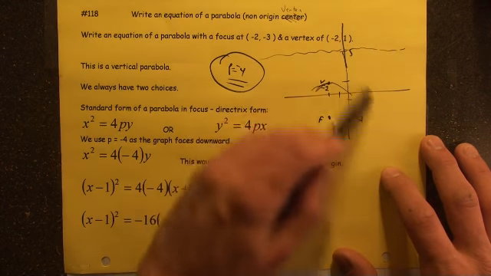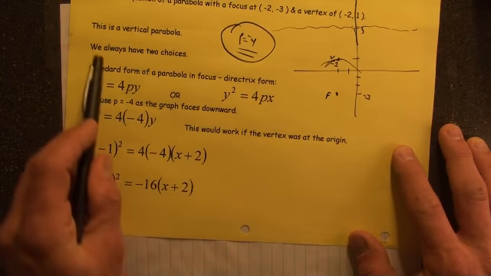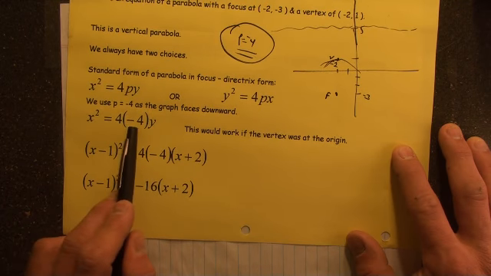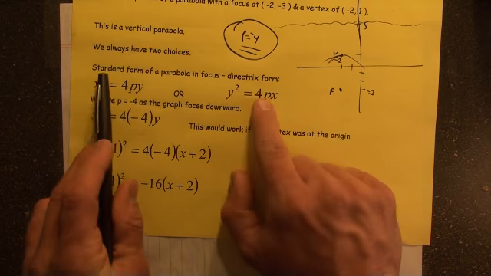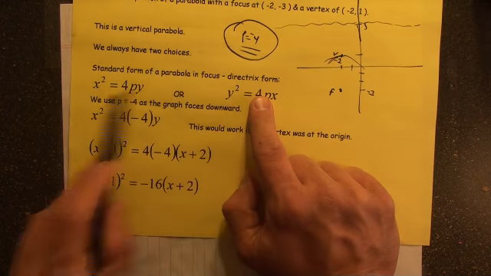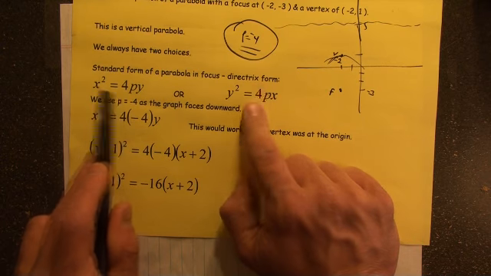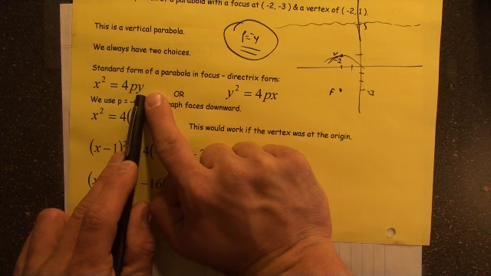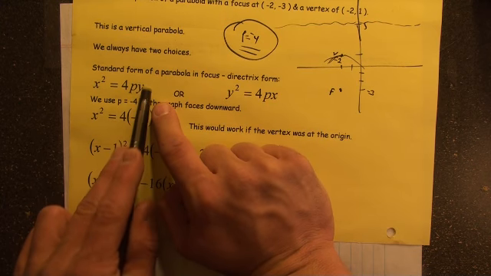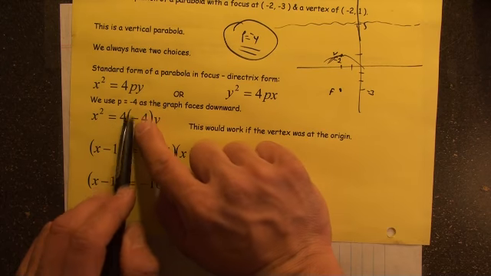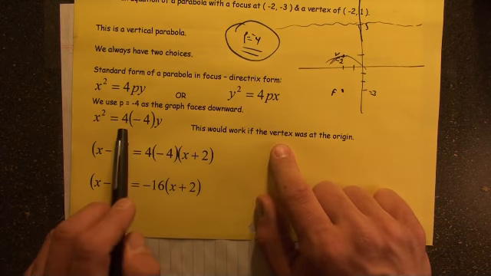So, this is the fun part of the problem. Now we're just going to write the equation. We now have that P is -4. We always have two choices: standard form parabola or focus directrix form. We're going to pick one of these two. It's going to be this one because you have the x squared, and y does not have an exponent, so therefore it's a vertical parabola. Use -4 for P. Well, this would be the answer.